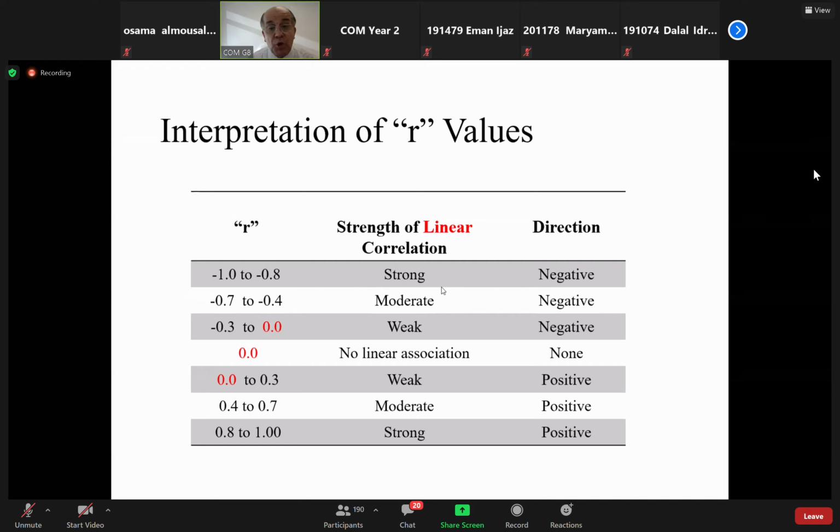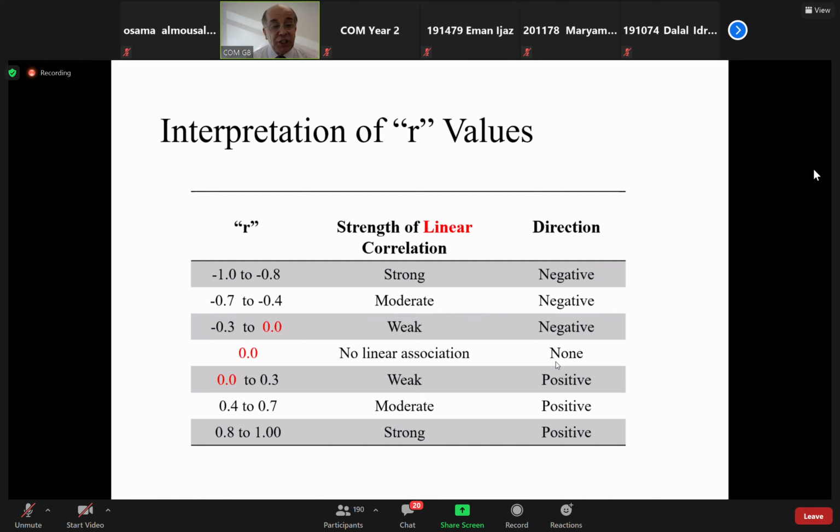-0.7 to -0.4, negative but moderate. 0 to 0.3 or -0.3, weak. So remember, anything between 0 to 0.3 is weak. 0.4 to 0.7 is moderate. 0.8 to 1.0 is strong. Now you can add to it positive and negative.